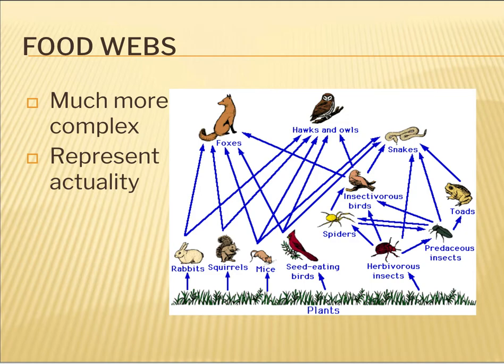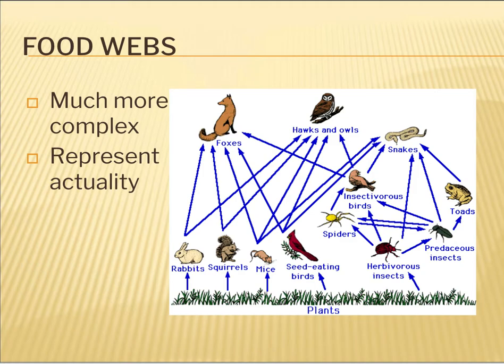The arrows are the same here. They are pointing to the belly of the eater. For example, what does the hawk eat? Follow the arrows that point to the hawk, and you'll see the organisms that are going into his belly. We have rabbits, squirrels, mice, seed eating birds, and insectivorous birds. He's got quite an appetite.